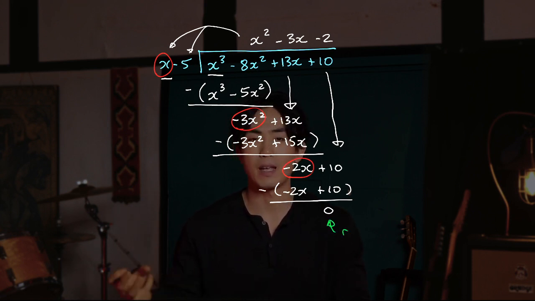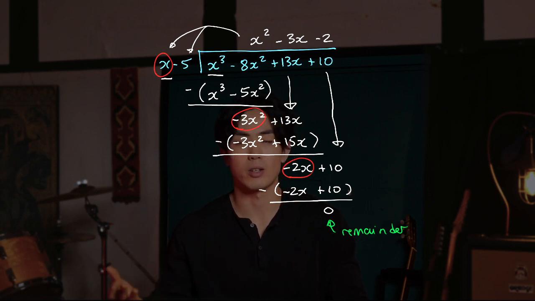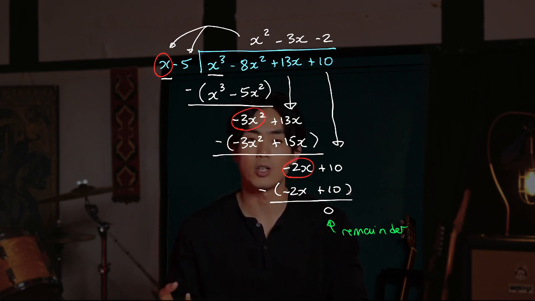This 0 is a remainder. If we get a remainder which is not 0, anything else, then we can conclude that this original term here was not a factor. So this term here is called the remainder. The term at the top is called the quotient.